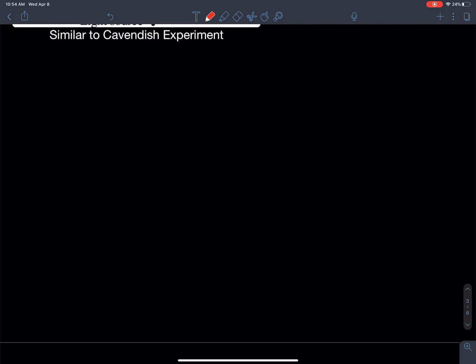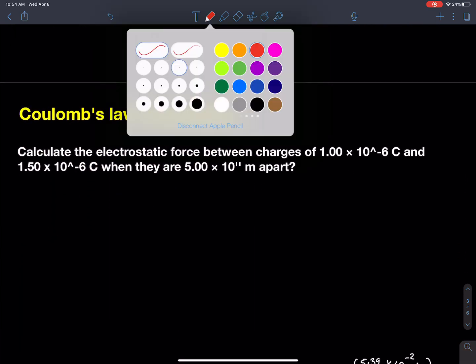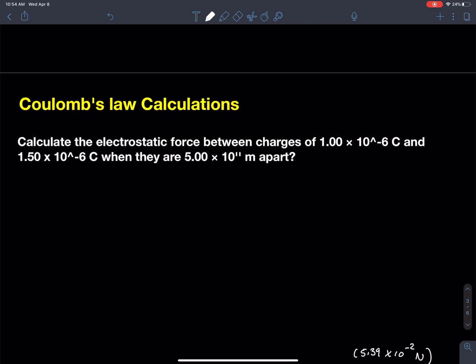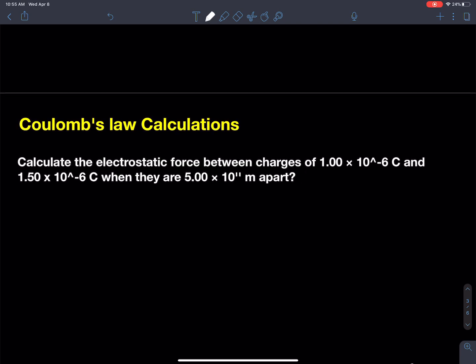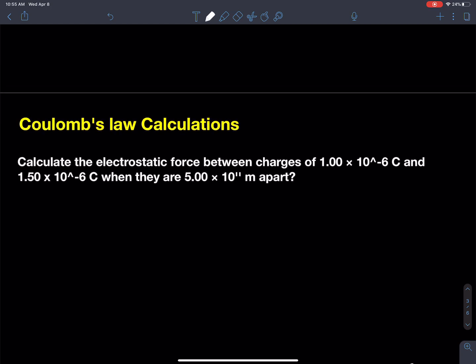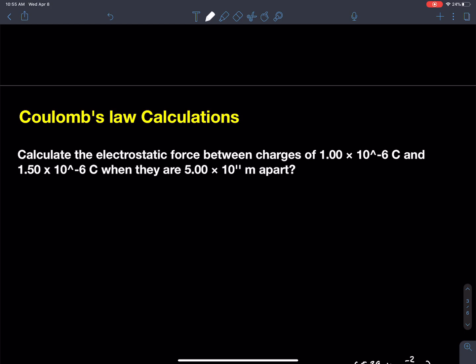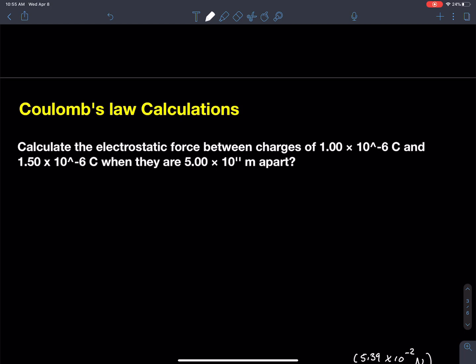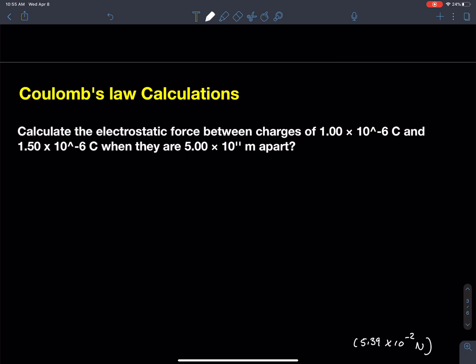All right, so let's do some calculations. What kind of math do I want you to do here? How do we use that formula above to calculate the electrostatic force between charges of 1 times 10 to the minus 6 coulombs and 1.5 times 10 to the minus 6 coulombs when they are 5 times 10 to the 11 meters apart? That's a big distance. Maybe it's supposed to be 10 to the 1 meters apart. We'll figure that out in a second. All right, so let's take a look. In order to calculate this, I would have to write out Coulomb's law first.